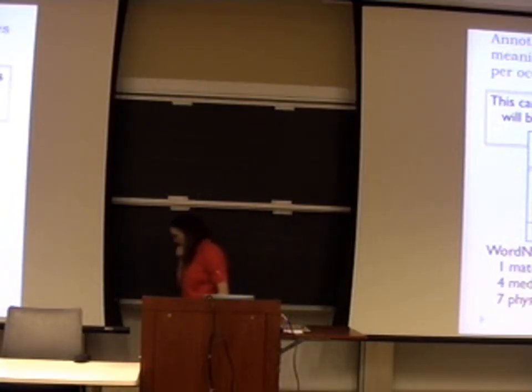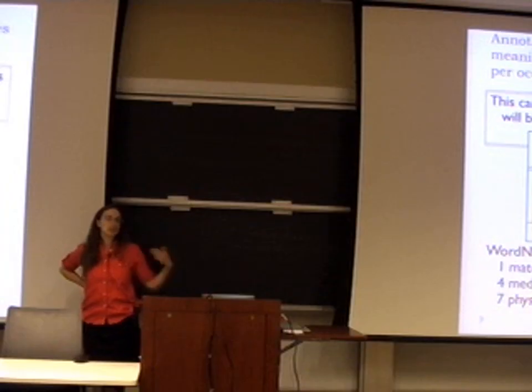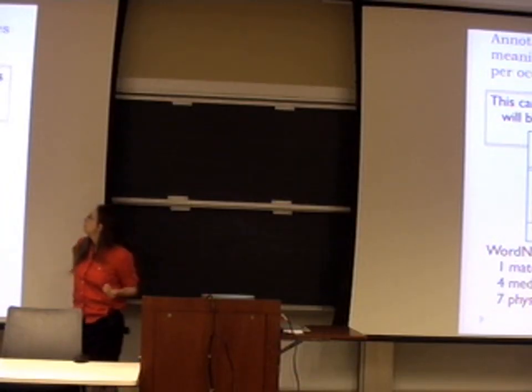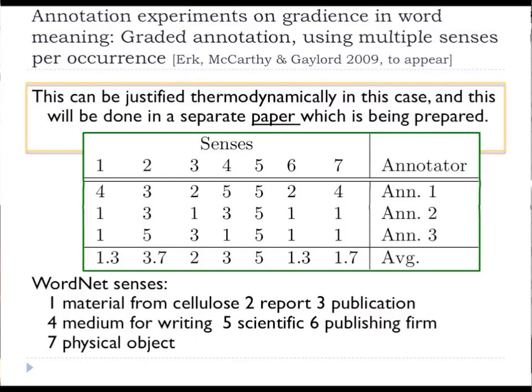And to explore this, we did an annotation experiment that we set up in a different way from how word sense disambiguation is usually done. What we did was we gave annotators the full list of WordNet senses. So for the word paper, we have the senses material from cellulose, I'm abbreviating the senses here, they got more description than what is here, a report, a publication, a medium for writing, etc. And we asked them, for each of these senses, please give us a rating on a scale from 1 to 5, saying to what extent the sense applies here.